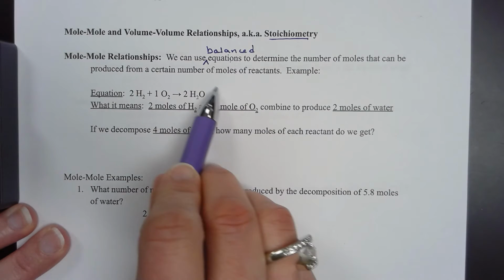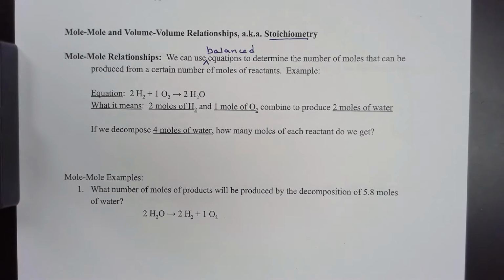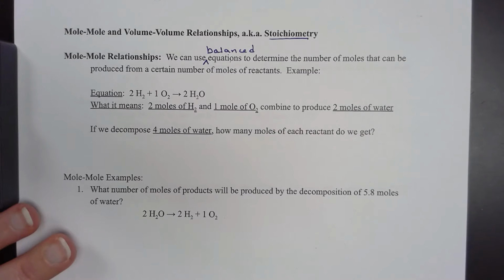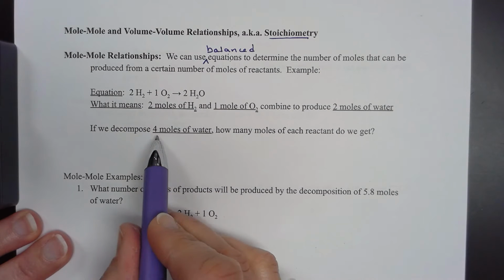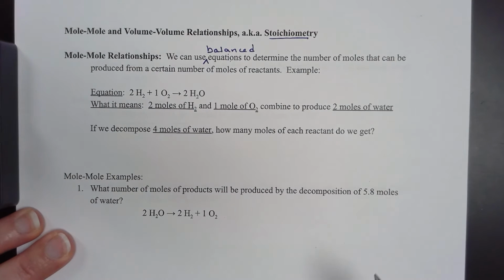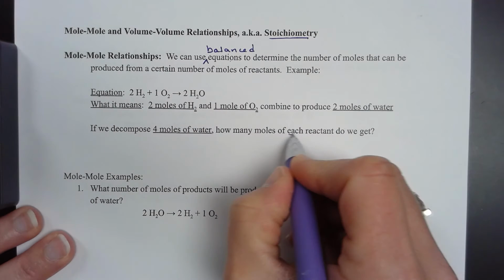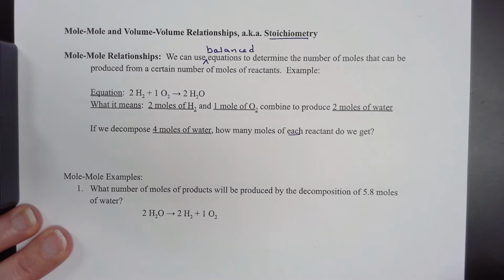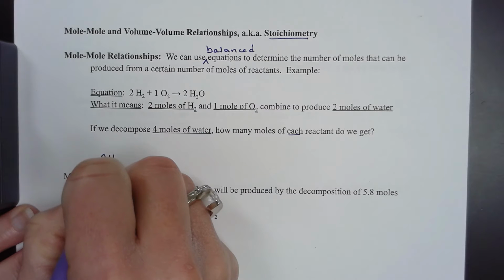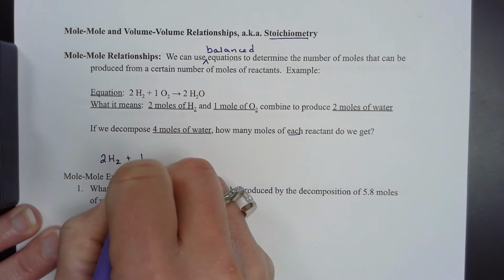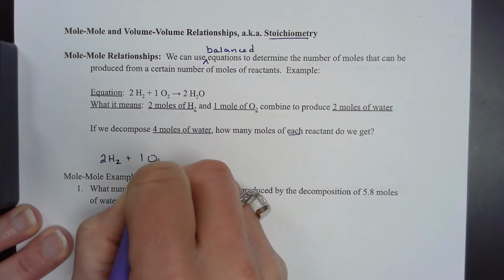Remember that equation is a simplified way of writing the reaction. So the question is, if we decompose 4 moles of water, how many moles of each reactant do we get? Each. So we're going to do this twice. First thing I'm going to do is rewrite my equation that's balanced. 2 water is made from 2 hydrogen, 1 oxygen.